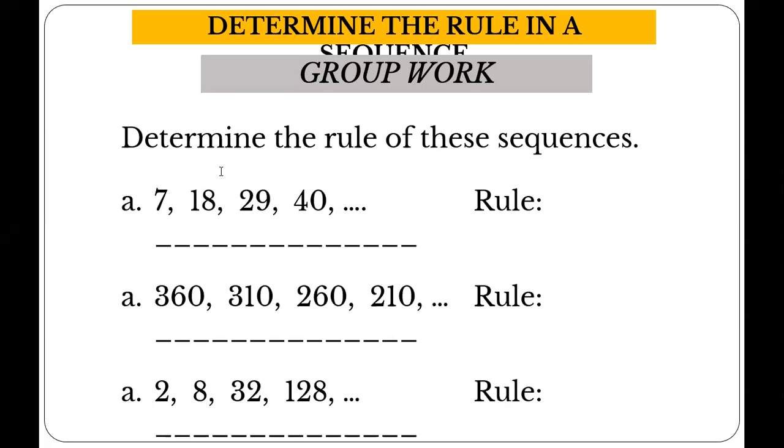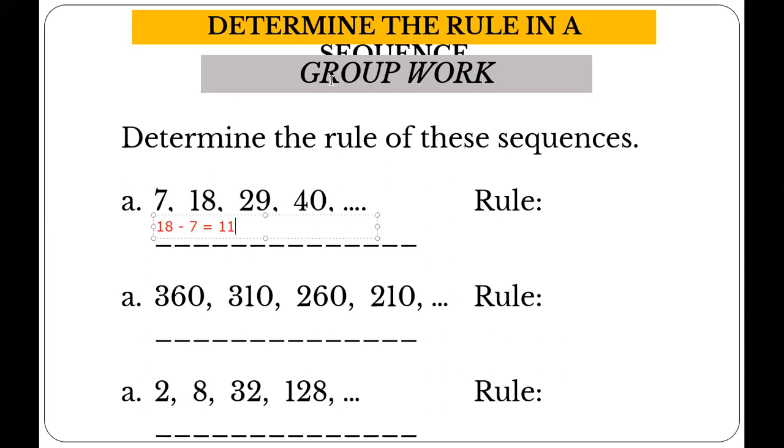Now, how are we going to determine the rule of this sequence? Like what I said before, you have to check the sequence. So 7, 18, 29, 40. Let's apply what I have told you. We will subtract 18 minus 7. What will be the answer?